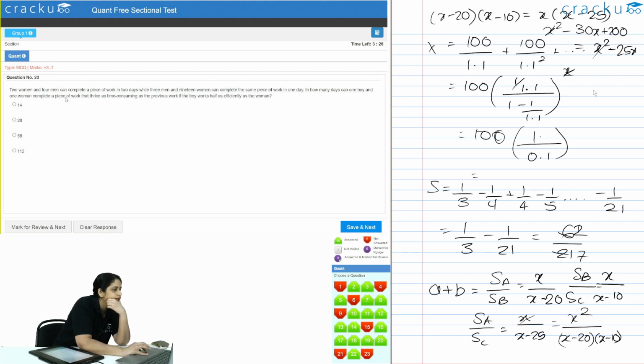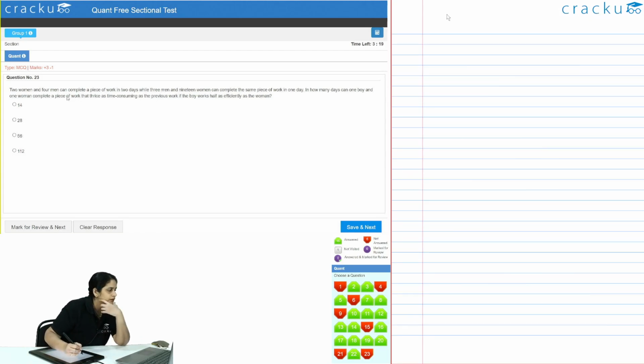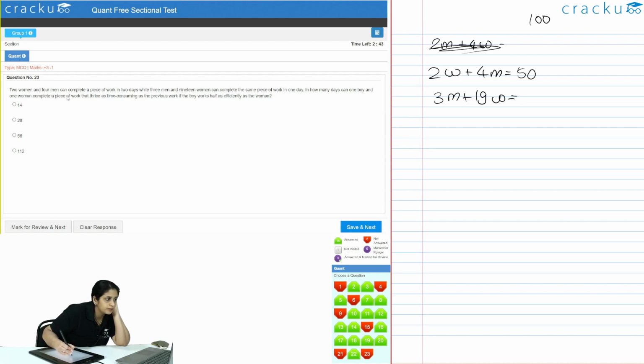2 women and 4 men can complete a piece of work in 2 days, while 3 men and 19 women can complete the same piece of work in 1 day. How many days? So let's say 100 units of work. So they can together do 50 units a day, while 3 men plus 19 women do 100. So if I solve this, how much will I get?